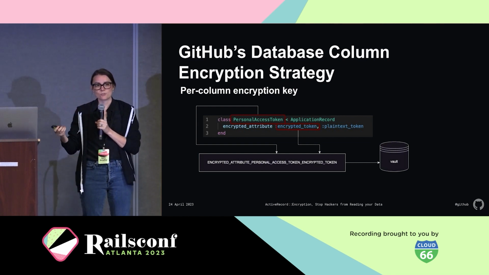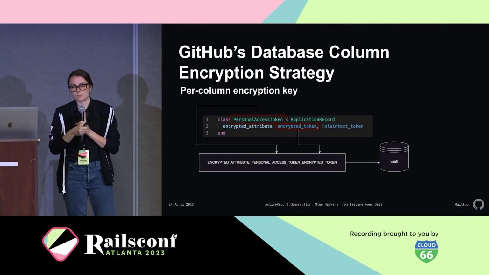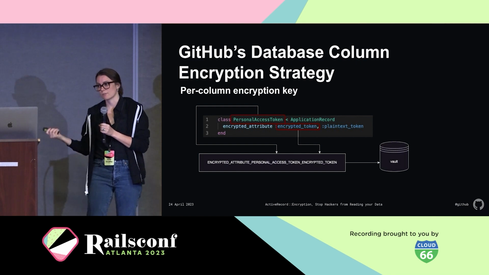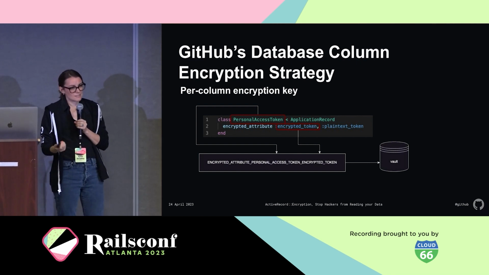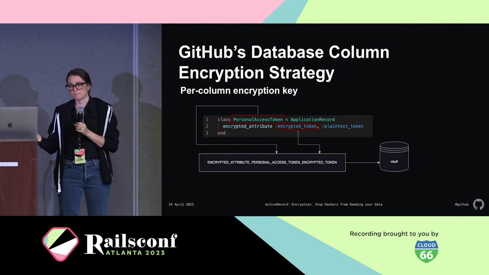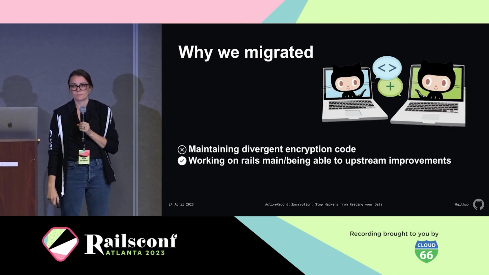And it's also using the database column name, encrypted token. So we prefix with encrypted attribute, and you can see encrypted attribute, personal access token, encrypted token. And that's all stored in our secure vault, so keeping you, GitHub's customers, safe. And it seems like a pretty good system, right? Fairly clean API, good access pattern, secure vault storage. Why would we even want to change away from this?